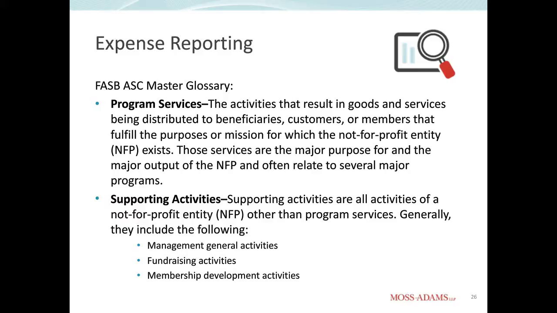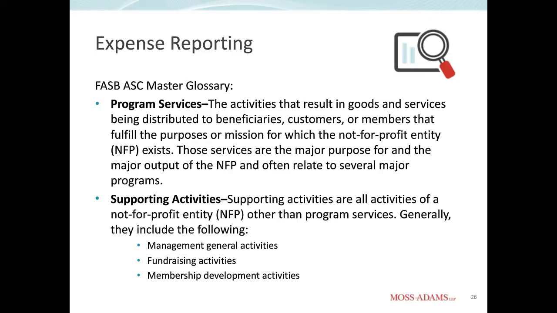And so again, it's really important to think about how you are allocating those costs between your program services and supporting services. Oftentimes with payroll, you have individuals such as the CEO of the organization who may be spending some time directly related to programs, but also performing management and general activities. And so again, look at how that time is being allocated.